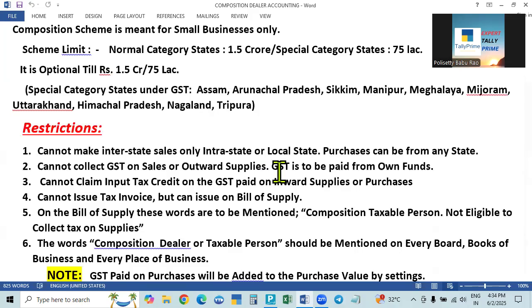That is why he cannot collect the tax, but he has to pay the tax to the government from his own pocket, at a very small rate, not like 28% or 18%. That rate we will learn now. He has to pay a small amount to the government from his own pocket. So he cannot collect anything from customers, but he has to pay from his pocket on the sales made.